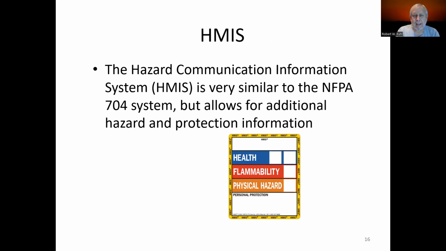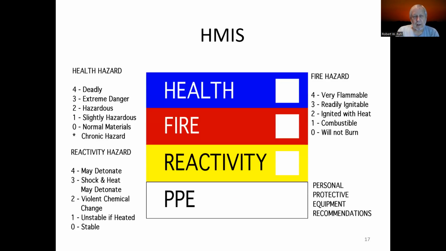Now, HMIS, the Hazardous Materials Identification System, is very similar to the NFPA 704 system, but allows for additional hazard and protection information. Again, it uses the numbers pretty much the same way: blue is health, red is fire, then reactivity, and then PPE is in the white. So it's similar.